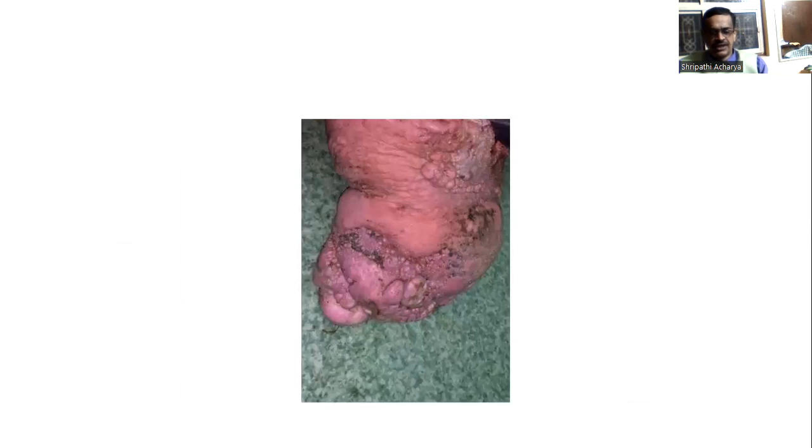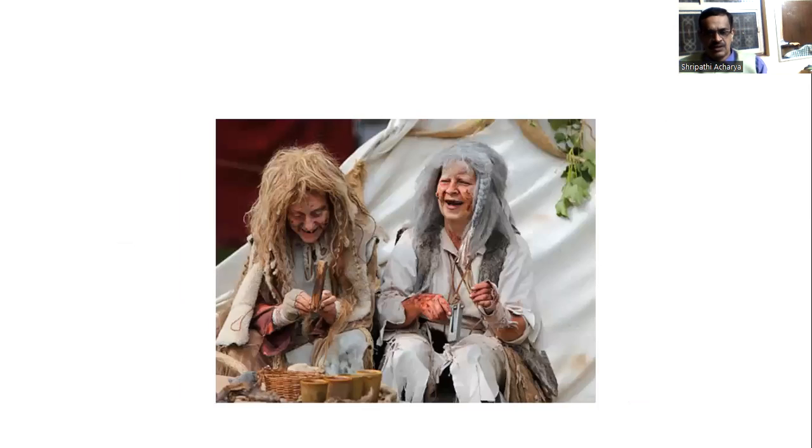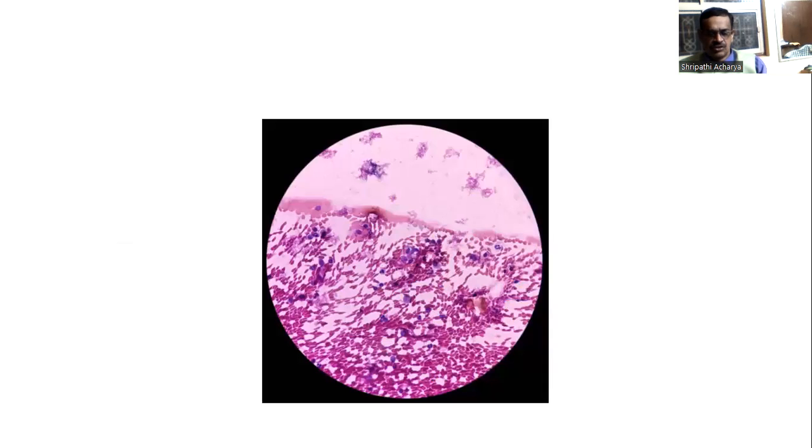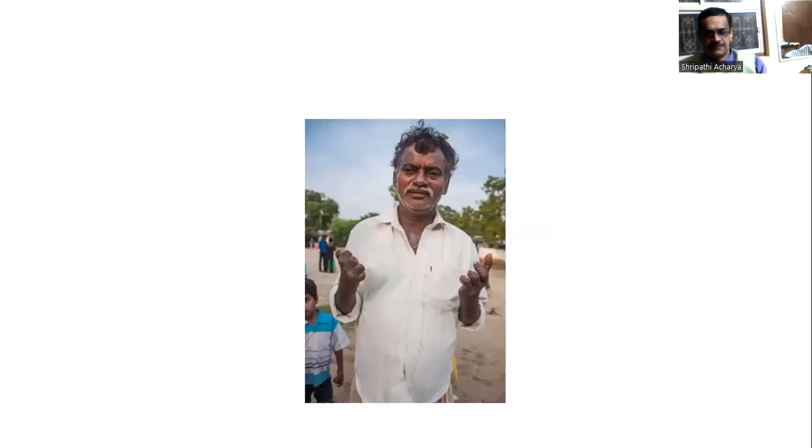Here reabsorption of the fingers has occurred in a patient of leprosy. You can see here the hands, the fingers are reabsorbed. These are chronic inflammatory signs: plasma cells, giant cells, and inflammatory cells. Macrophages are seen in the area of inflammation. There are also granulomas you can see in the skin.